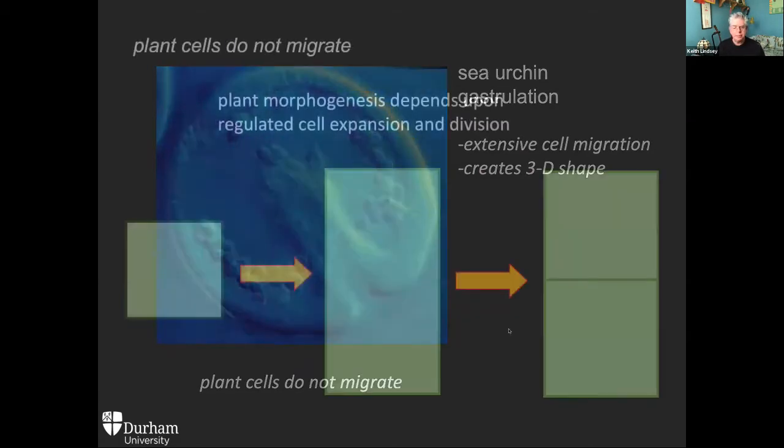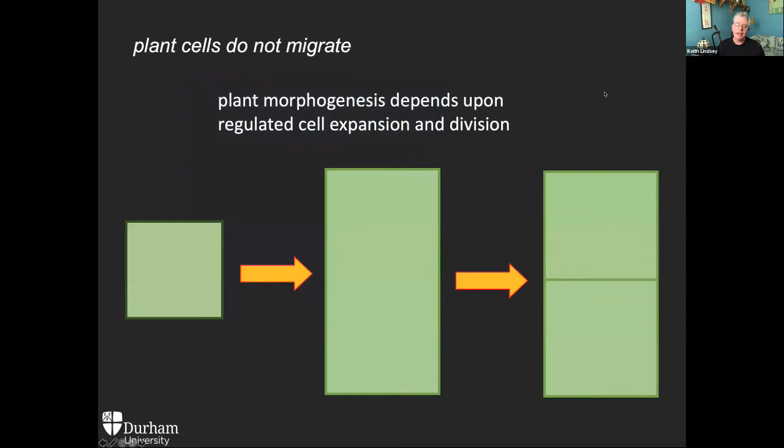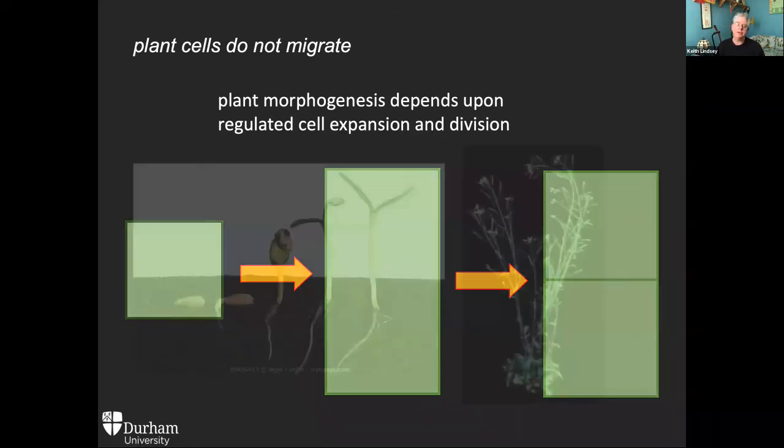They don't migrate. And shape is therefore generated not by the migration of cells, but by regulated control of both expansion of cells, so basically filling up with water, and that water having a turgor pressure that pushes against the cell wall that bounds the cell, and then the plane of the new cell wall that's formed, the division of that expanded cell. And that is the mechanism by which plants generate shape, not by cell migration, but by its regulated division and expansion.